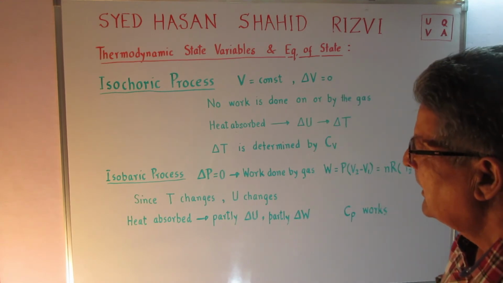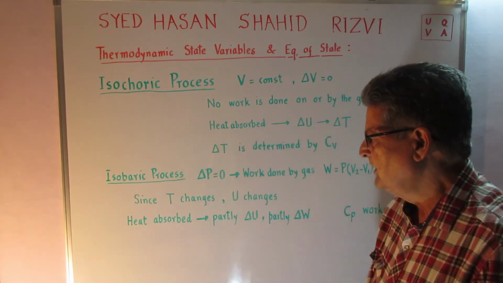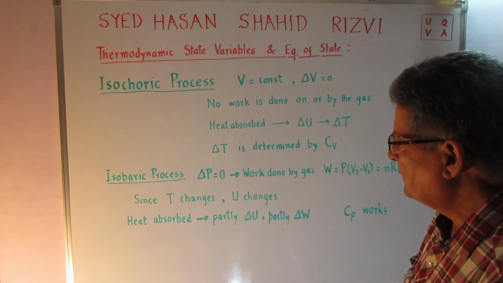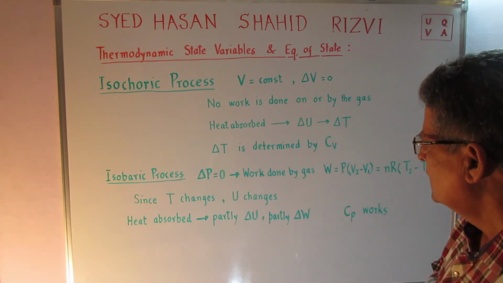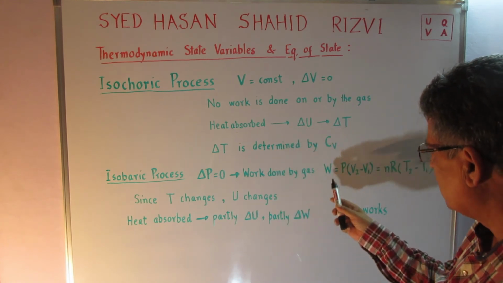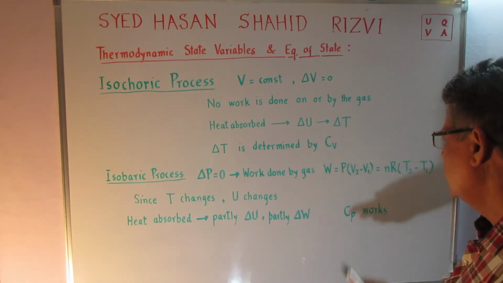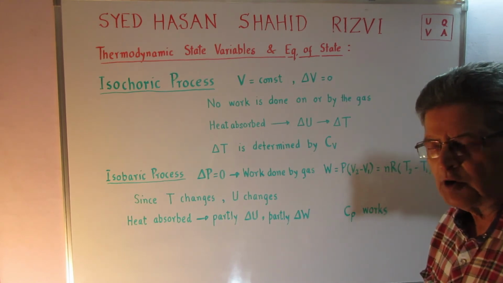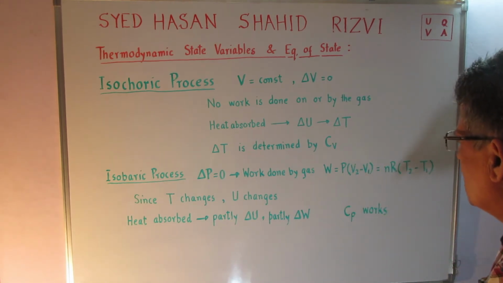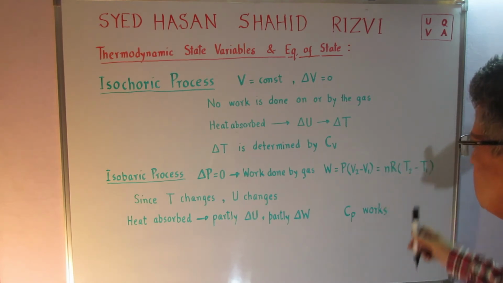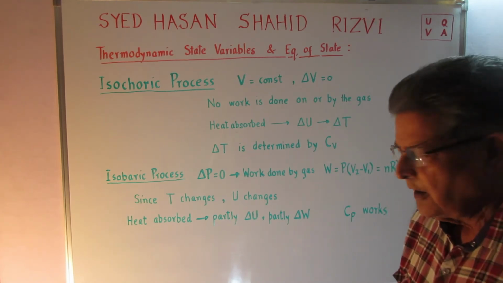Okay. Isobaric process: delta P is equal to 0, or P is equal to constant. So the work done by the gas, W, is very simple. P, which is the constant, times the change in the volume, V2 minus V1, which I can write with the help of the gas equation as nR(T2 minus T1).